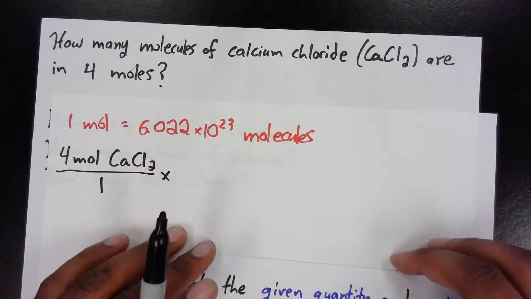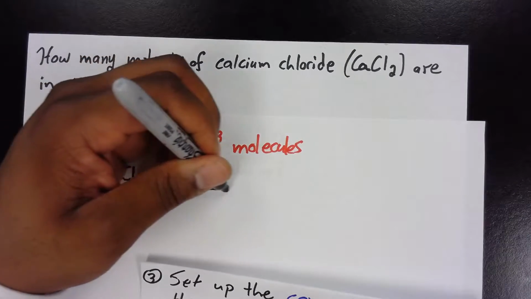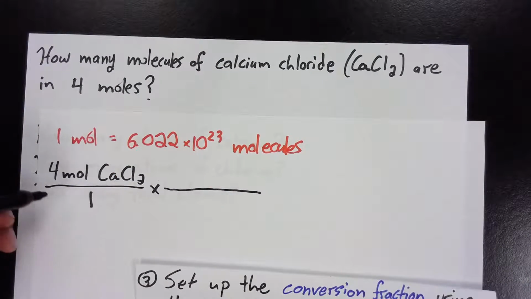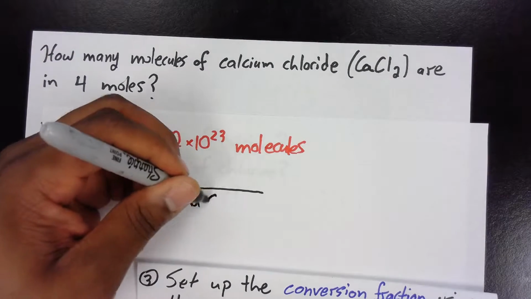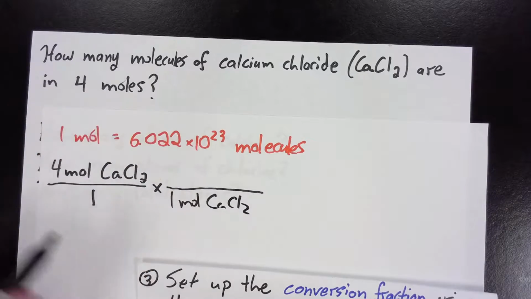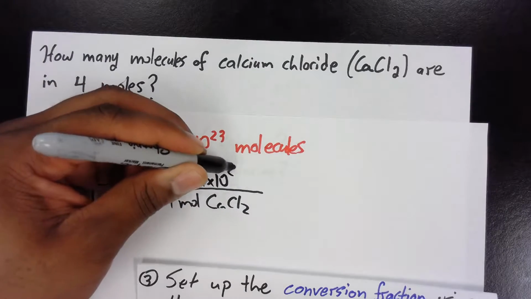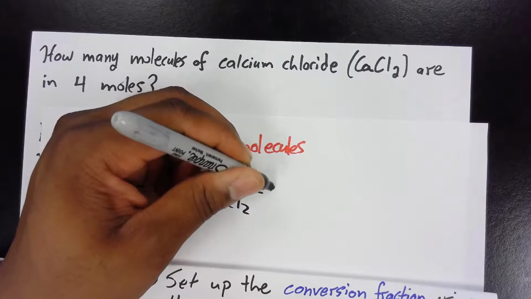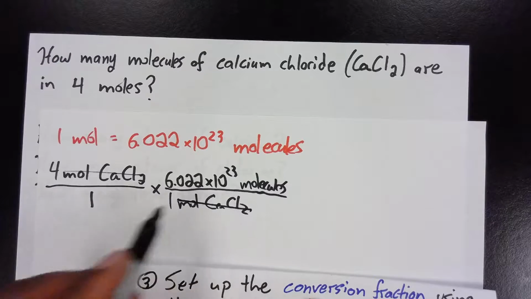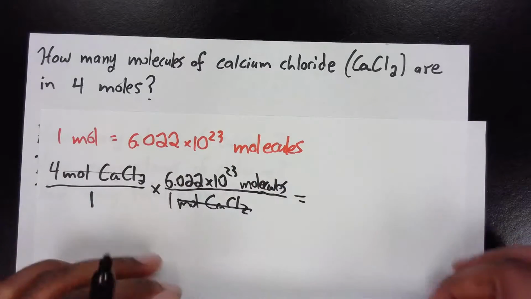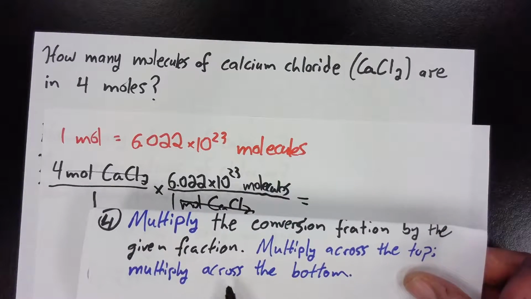Now we're going to next set up the conversion fraction, converting between moles and molecules. Let's see, I got moles up top, so I'm going to put 1 mole on the bottom. I'm going to put 6.022 times 10 to the 23rd molecules up top. There we go. And then my moles cancel. And now my next step. I actually already went to the next step. I'm multiplying the conversion fraction.